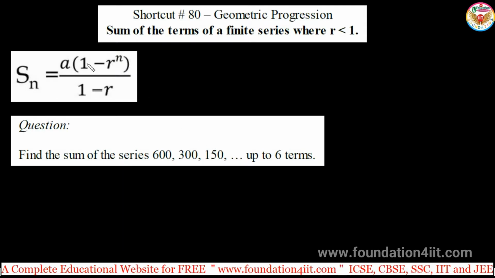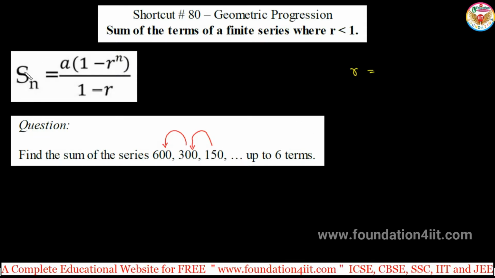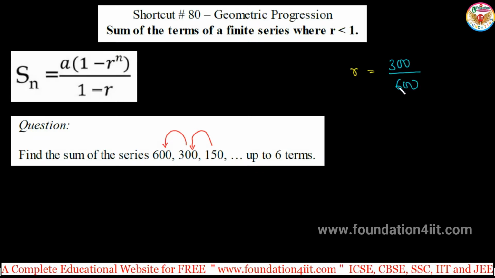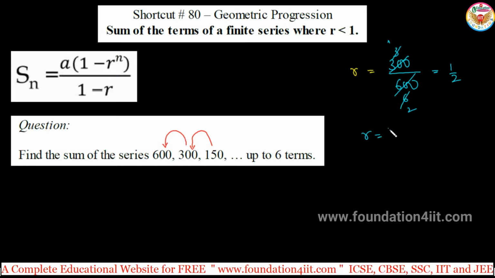Because the ratio is less than 1, right? The ratio is nothing but the second term divided by the first term, 300 divided by 600, or the third term divided by the second term. You'll get the same ratio. That's why it's a GP. Now as per this problem, the ratio is 300 divided by 600, second term divided by first term. You simplify this: 3 by 6, again 3 ones are 3, 3 twos are 6. So 1 by 2. r is equal to 1 by 2.